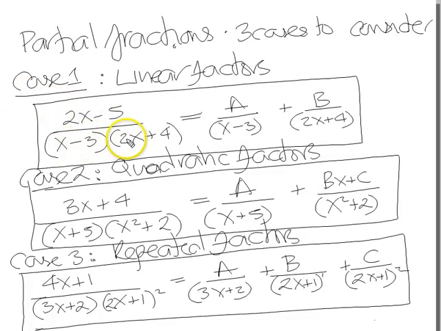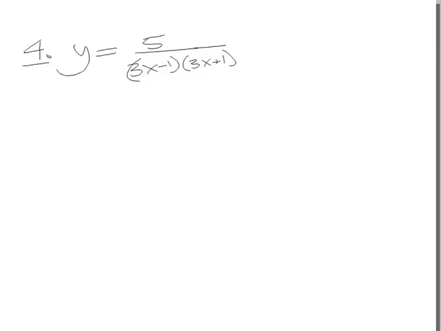Something over a linear times a linear is equal to a over the first linear plus b over the second linear term. So let's write that down then. That's equal to a over the first linear, 3x minus 1, plus b over the second linear, 3x plus 1. There we go.